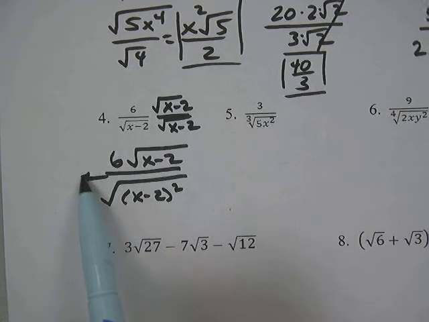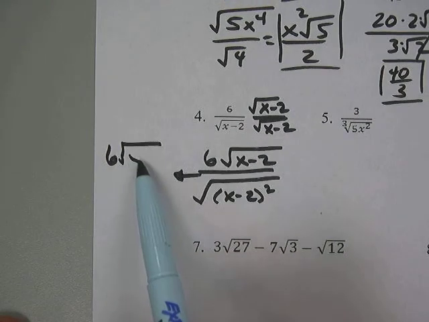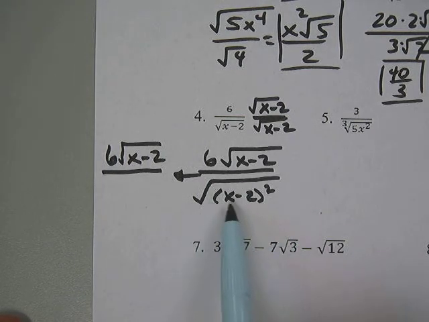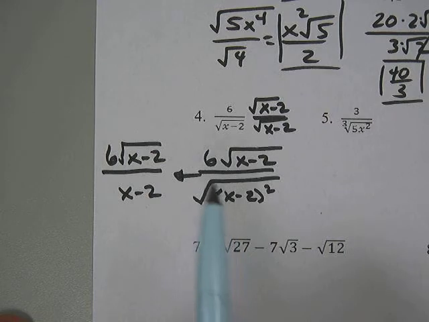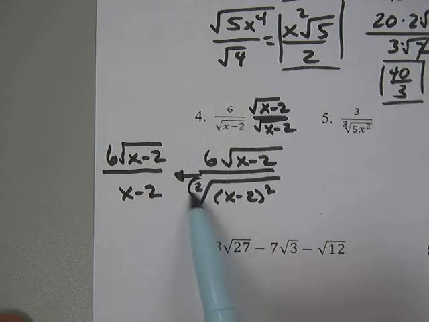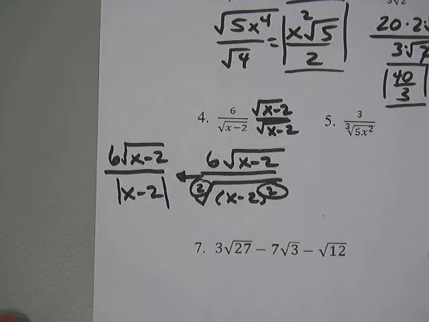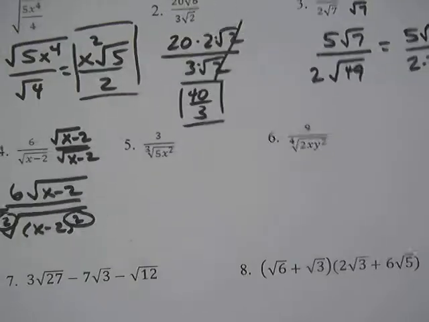And so what do I get here? Well, the square root of x minus 2 squared is x minus 2. Now we're going to go backwards here because I'm running out of room. So I get 6 root x minus 2 over the square root of the quantity x minus 2 squared, which is x minus 2. Now, this is an even, odd rule. The index is even, and the exponent is odd, so it should be the absolute value.